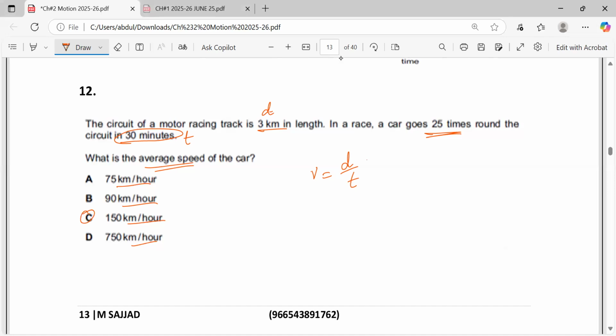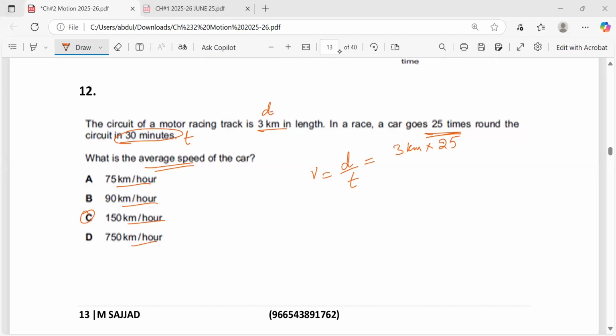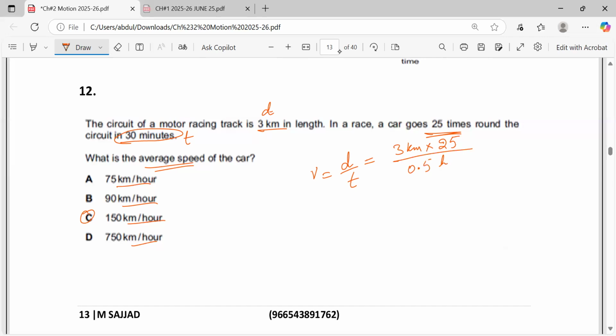Let's check. Total distance traveled, it is 3 kilometers, but total distance it went around 25 times. The length once around the circuit or the track is 3 kilometers. Yes, Lemar, correct. So over total time that will be 0.5 hours. Why? 30 minutes. And we know 30 over 60, it will be equal to 0.5 in hours. And as you will simplify, it will be 150 kilometers per hour. So correct answer is C.